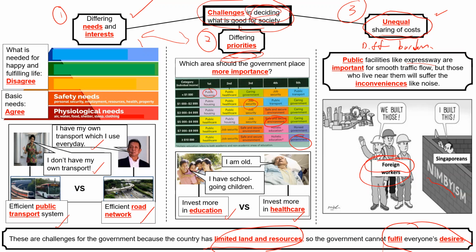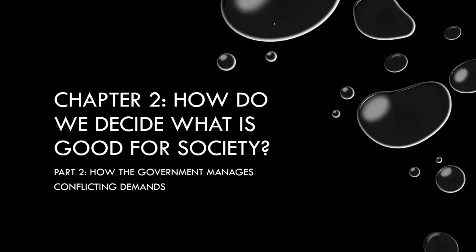And these are the three big challenges. A sample essay question may ask you which one is more challenging. So you must know what each point is and how it makes it challenging to decide what is good for society. Okay. Chapter 2, now we continue.